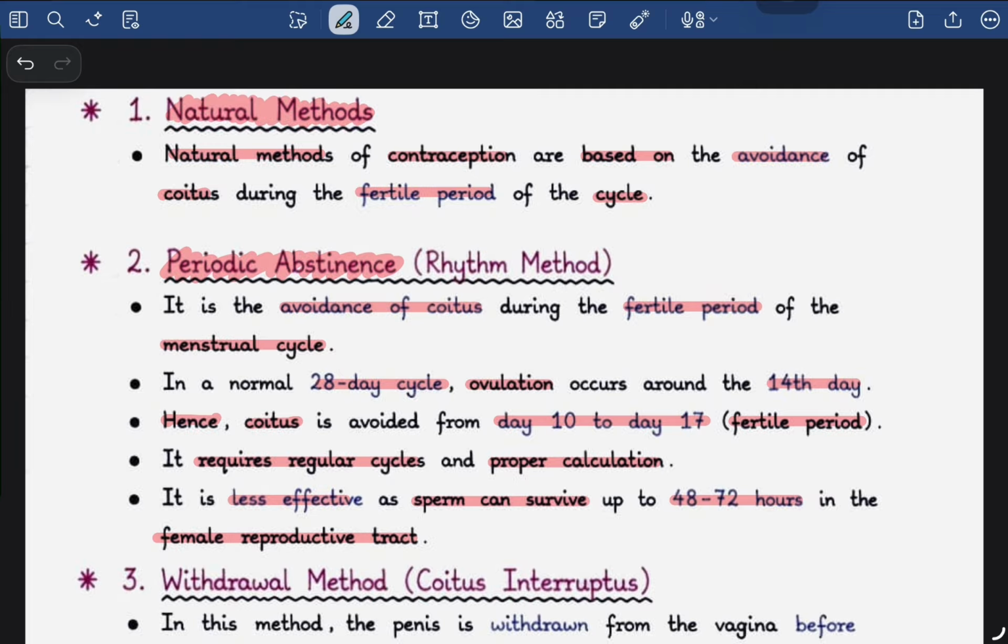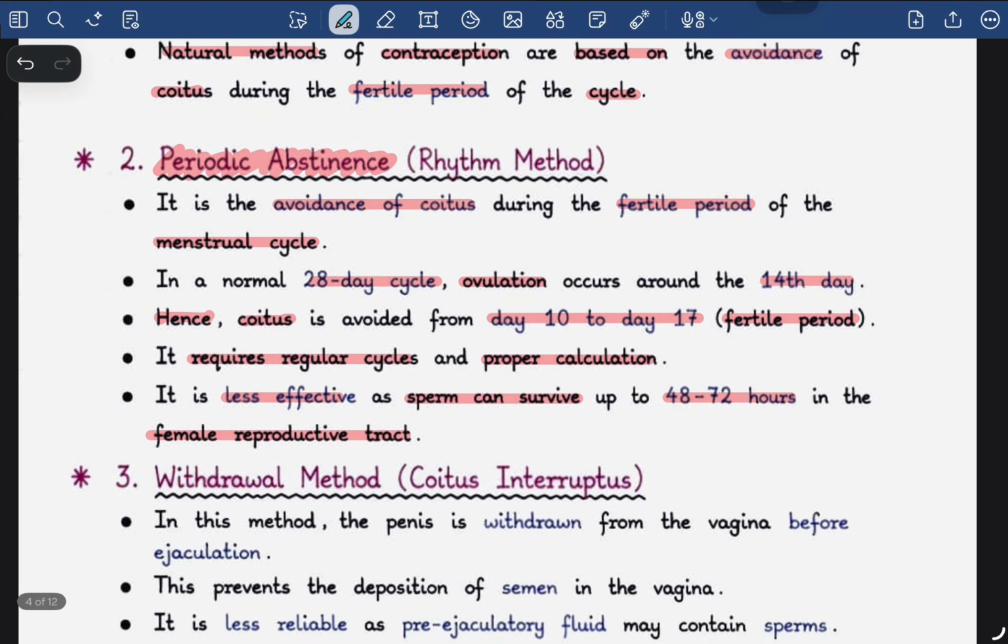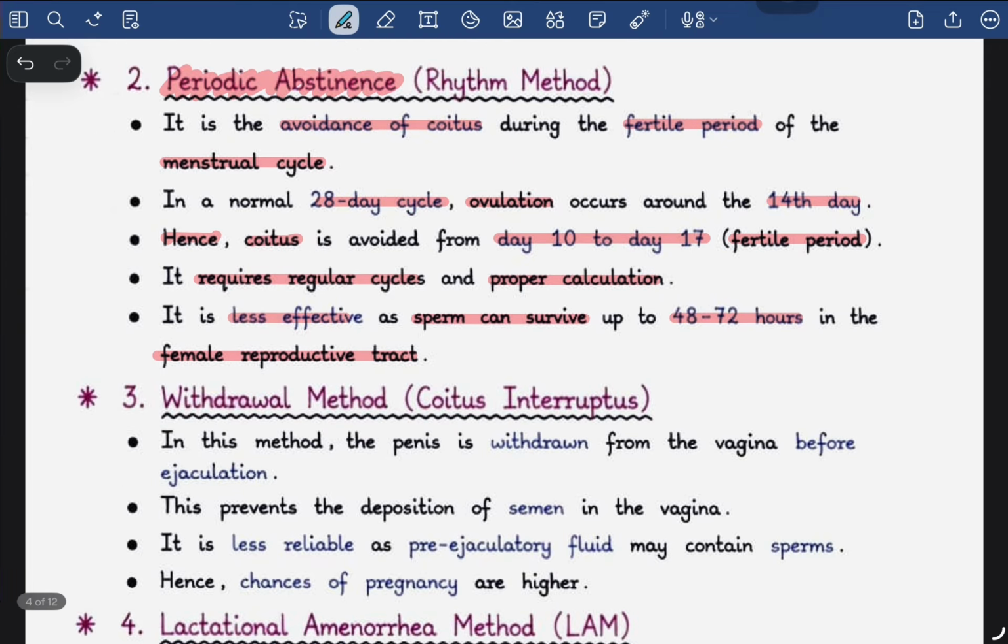So if the person is having sexual intercourse at day 8, seeming that I am following the rhythm method, it doesn't ensure that the person will not get, or the female or the lady will not get pregnant, because the sperm can survive for 48 to 72 hours, and once the ovum is released, maybe the sperm can fertilize it. Okay, so it is a less effective method.